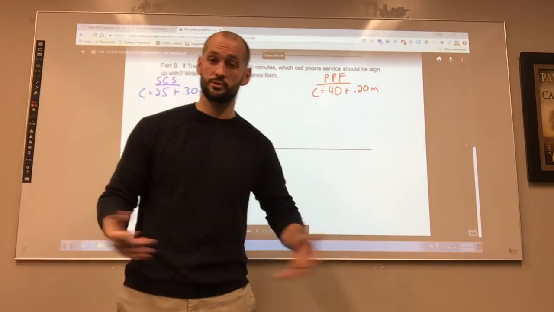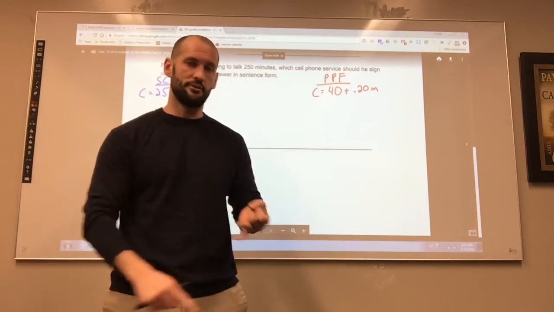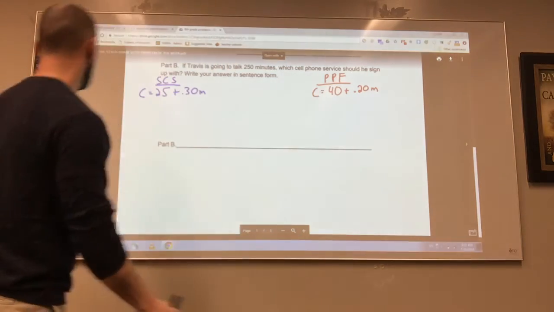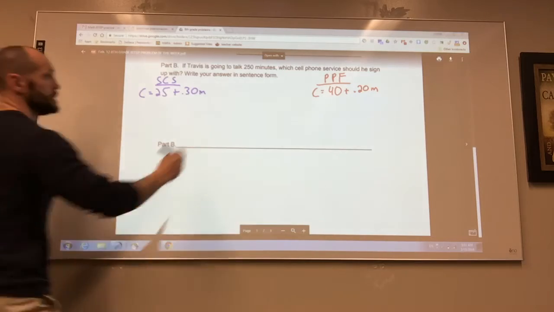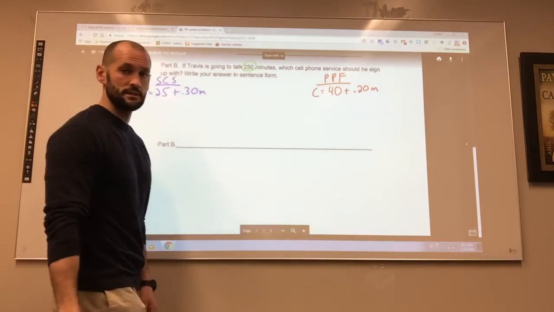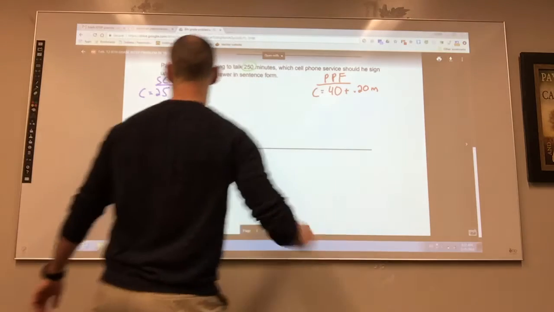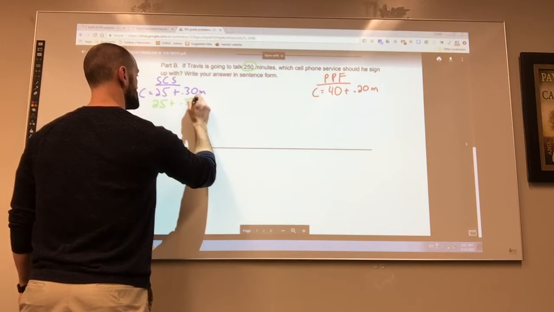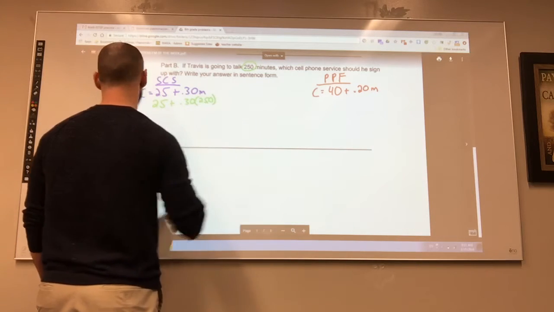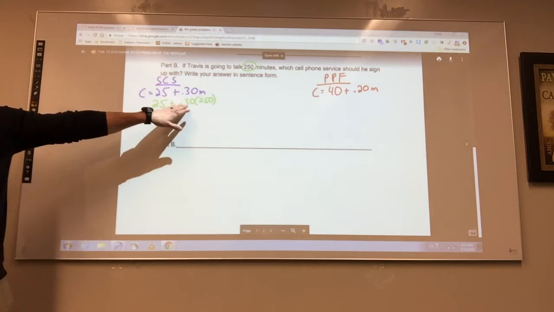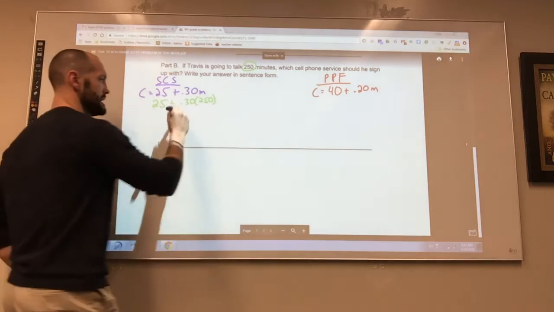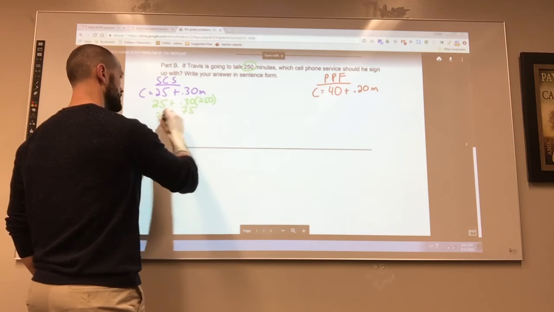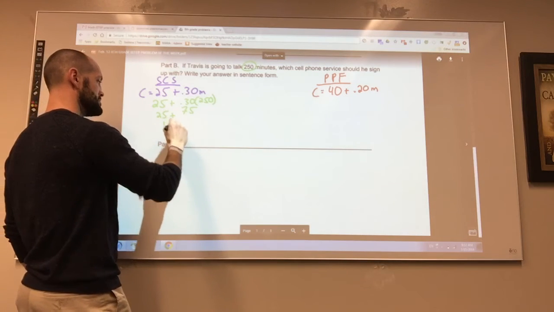This is actually what you should do when you're trying to decide whether it's a mortgage, a cell phone plan. Plug in the numbers that you're going to be using and see which one's best for you. Here's the good news. They told us how many minutes we're using. 250. So we get to plug that into both equations. So I get 25 plus 0.30 times 250. If we take 0.3 times 250, we get 75. Which means we get a total of $100 over here.